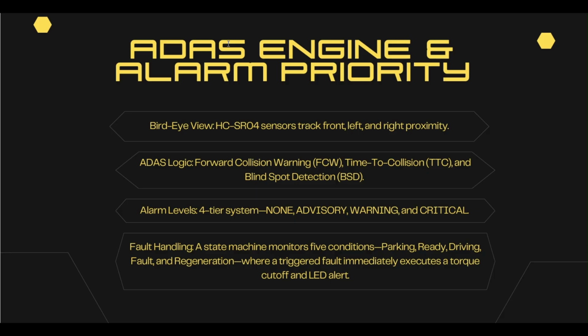The code automatically divides the distance to an object by how fast the car is moving to see exactly how many seconds are left before a crash. The dangers are sorted into a four-tier alarm system: none, advisory, warning, critical. None: the road is clear and everything is fine. Advisory: an object is noticed far away. Warning: the object is getting closer, lighting up a warning on the display. Critical: the vehicle is about to crash.